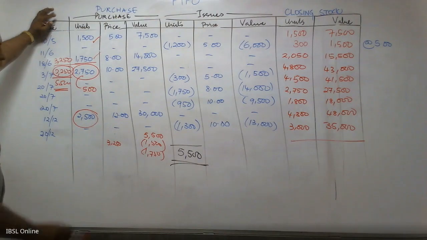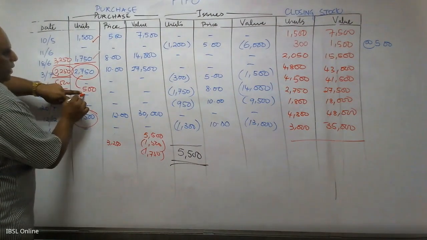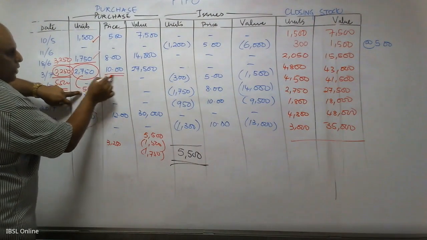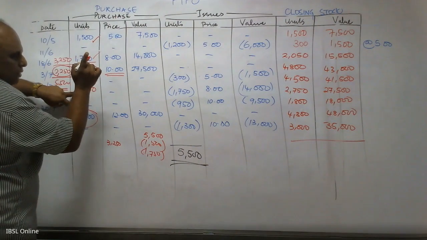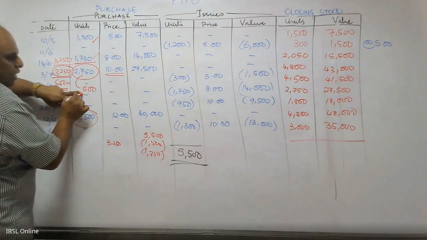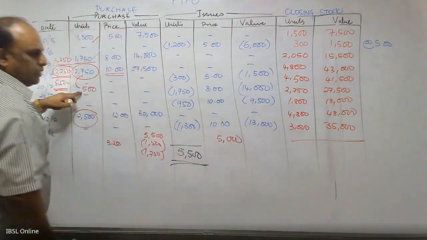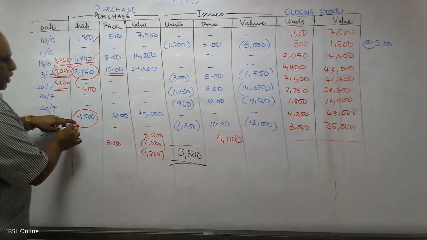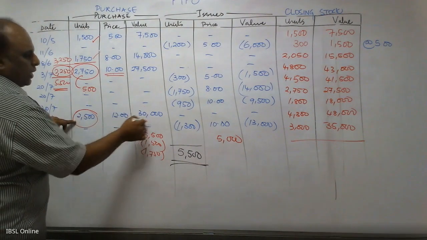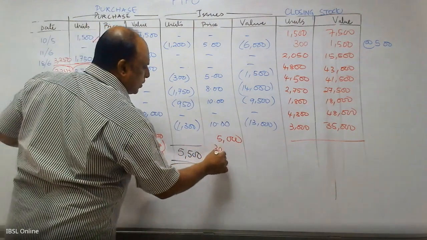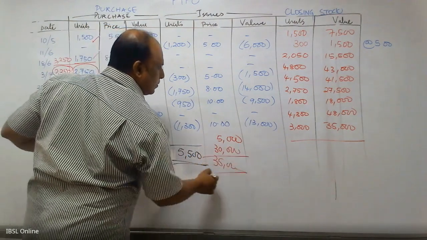Right? Now we look at the value. Now 500 units is remaining from here. How much is it per unit? 10 rupees. So 10 rupees into 500 is 5,000. Correct? This 2,500 entire 12 rupee units are remaining. So that is 30,000. You get the answer.